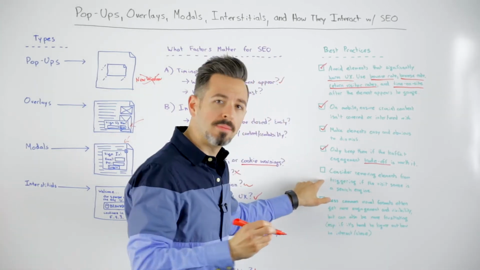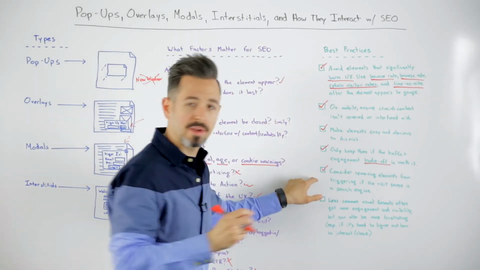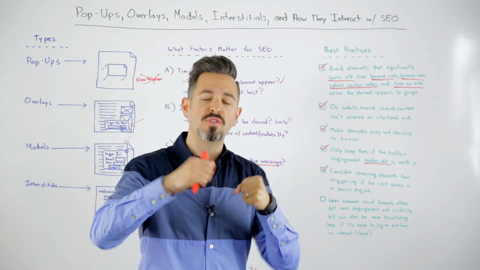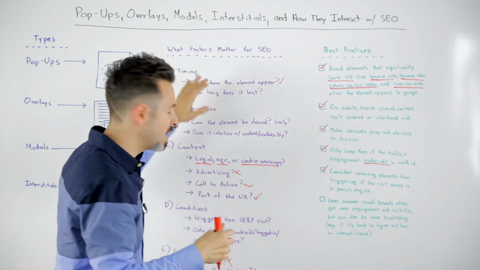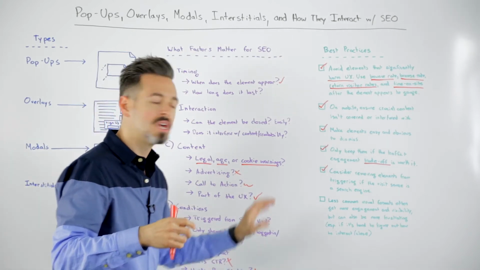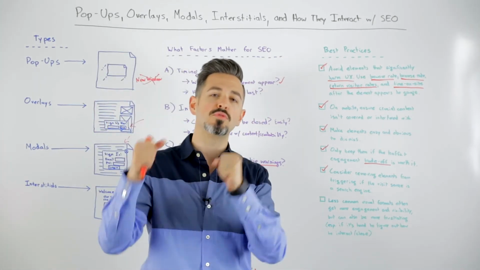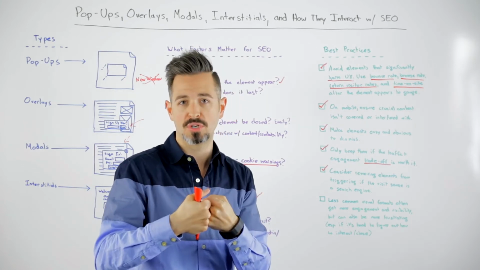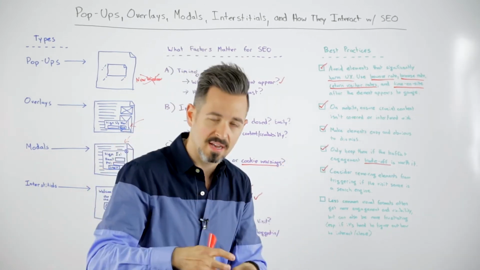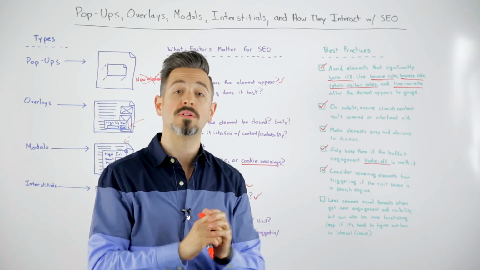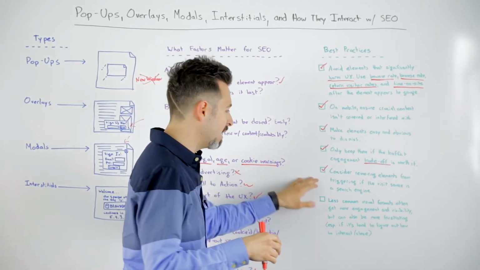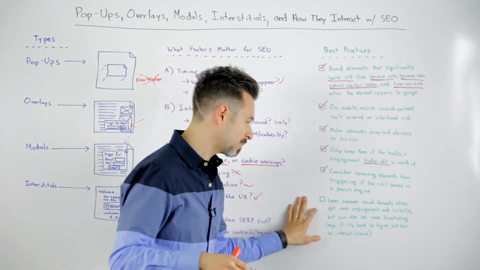Consider removing the elements from triggering if the visit comes from search engines. So if you're finding that this works fine and great, but you're having issues around search guidelines, you could consider potentially just removing the element from any visit that comes directly from a search engine and instead placing that in the content itself or letting it happen on a second page load, assuming that your browse rate is decently high. That's a fine way to go as well.